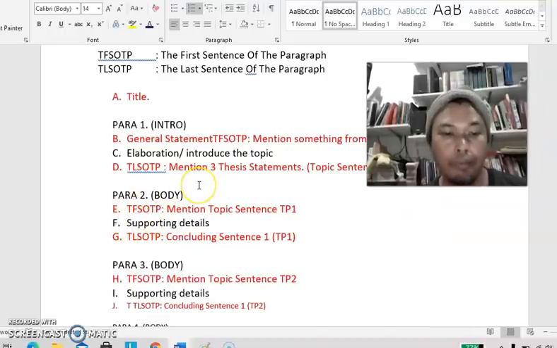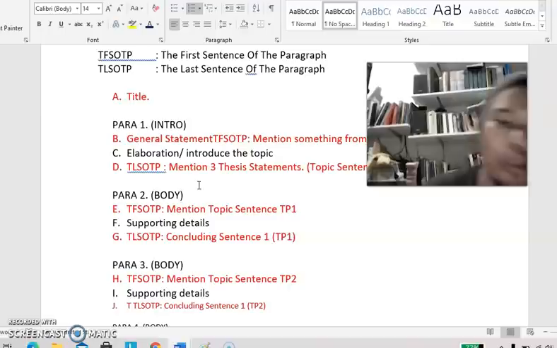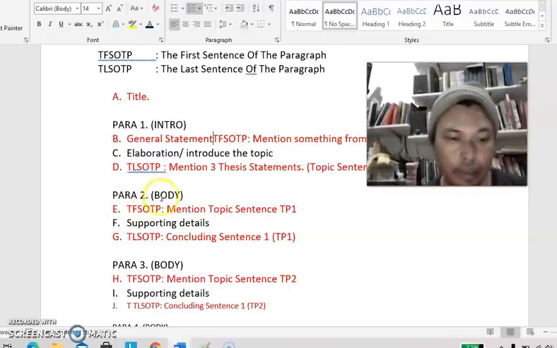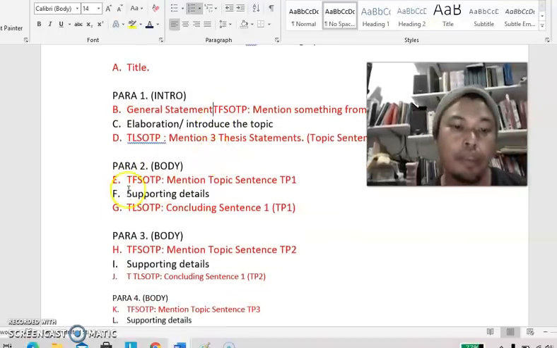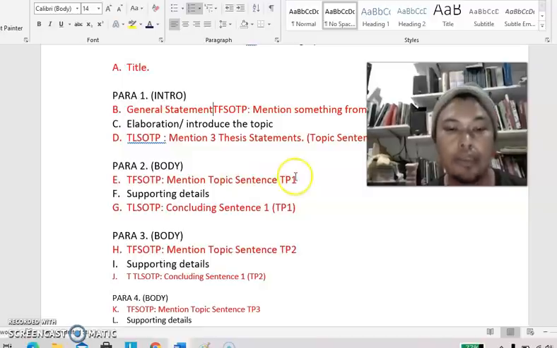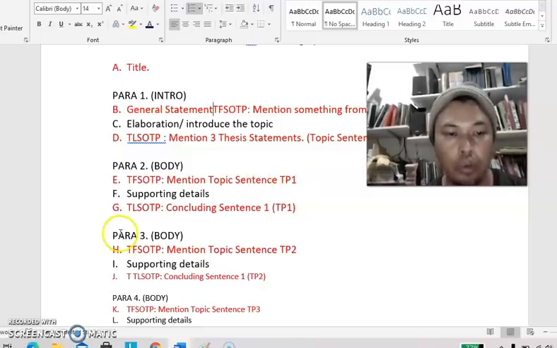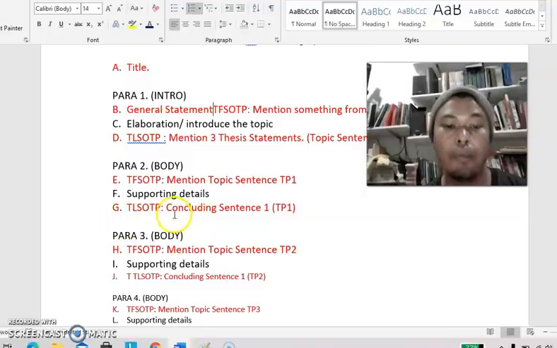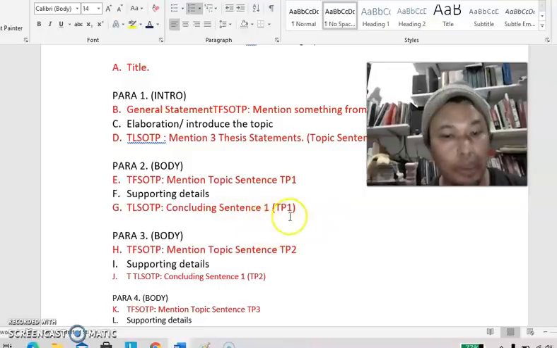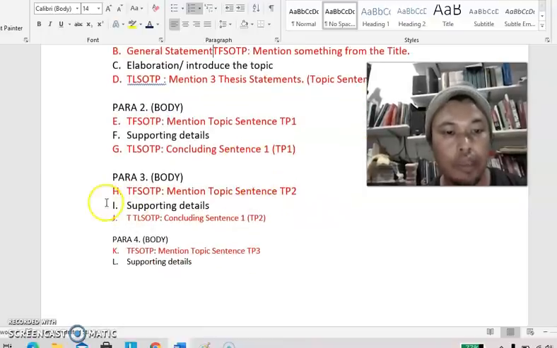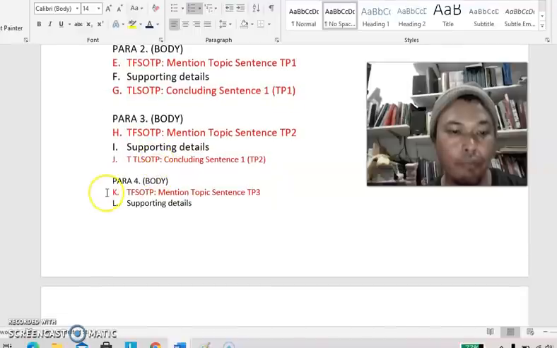Paragraph 2, paragraph 3, and paragraph 4 are what we call the body paragraphs. In the first sentence of paragraph 2, again, you have to mention the topic sentence, and you're going to elaborate. We have supporting details and everything, and again in the last sentence of the paragraph you have to conclude with the topic sentence. You have to mention it. Same goes for paragraph 3 and paragraph 4.